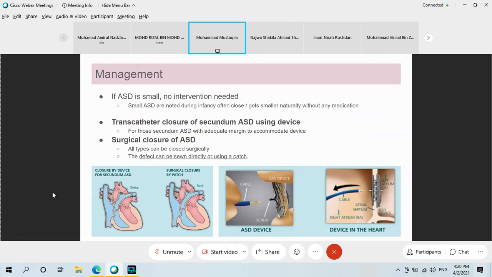This is done by inserting the catheter from the left, I think left or right iliac, and then into the abdominal aorta, and then go to the ASD. And then surgical closure: the surgeon will open the thoracic wall and then patch the wall with some kind of patch, so there's no leaking. Next.